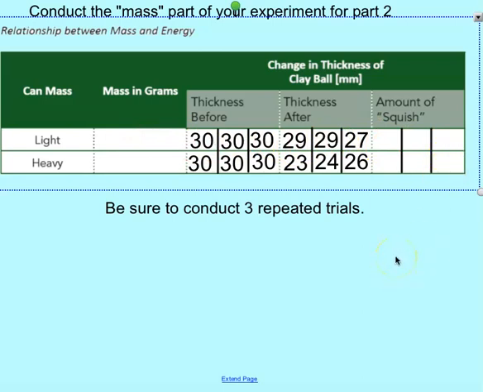Now you should have noticed a difference. Just like before, you should have noticed that the independent variable, which is the mass of the can, as this changes, so does the amount of squish. And the squish is the dependent variable. It's dependent on the size of the can.